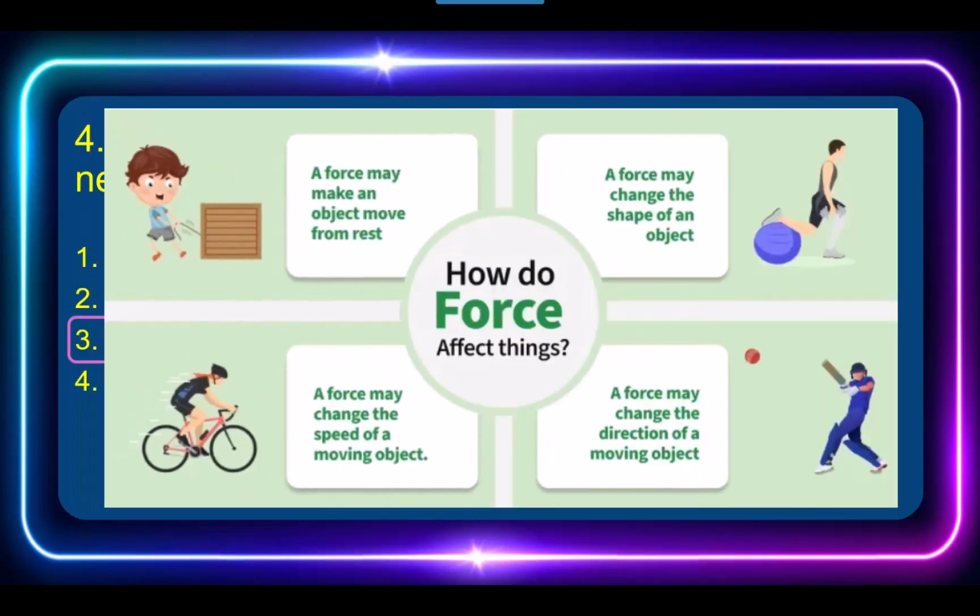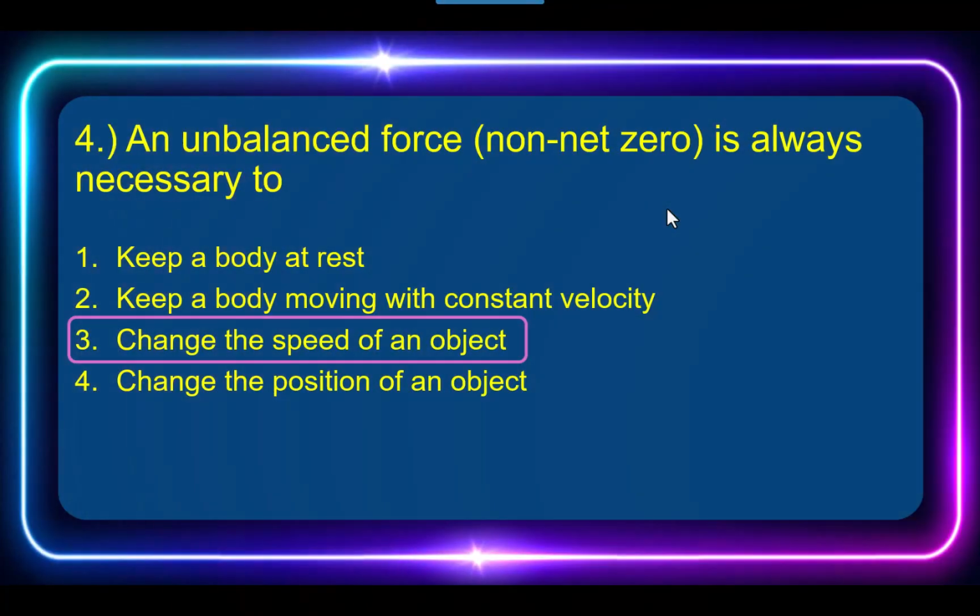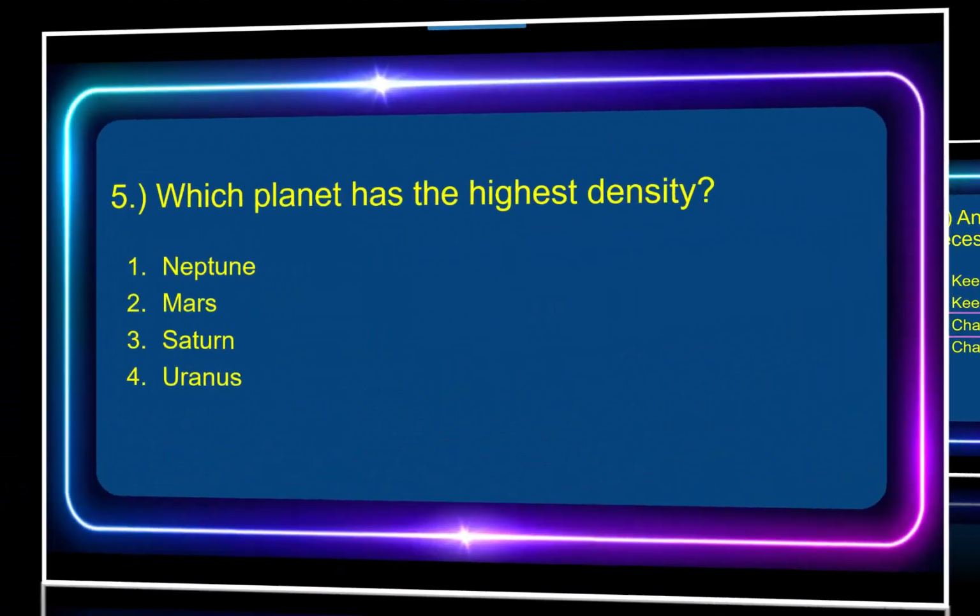So this is the outside force we're talking about, an unbalanced force or a non-net zero force. Non-net zero means it has a numeric value or it has magnitude. It could be any number from 1 to 99 or above. A zero net force is a balanced force.